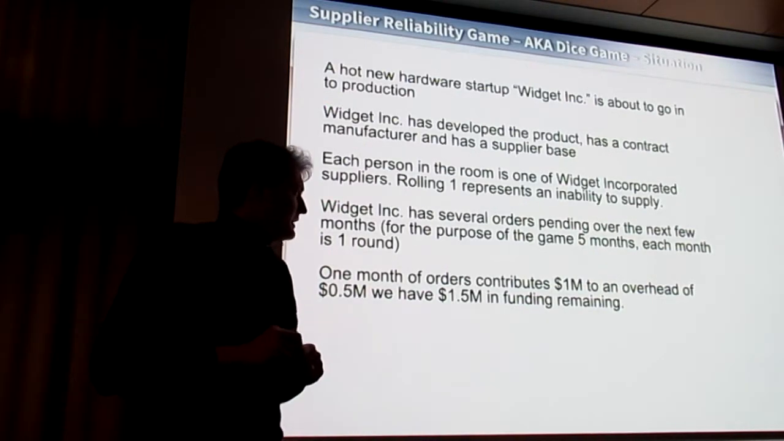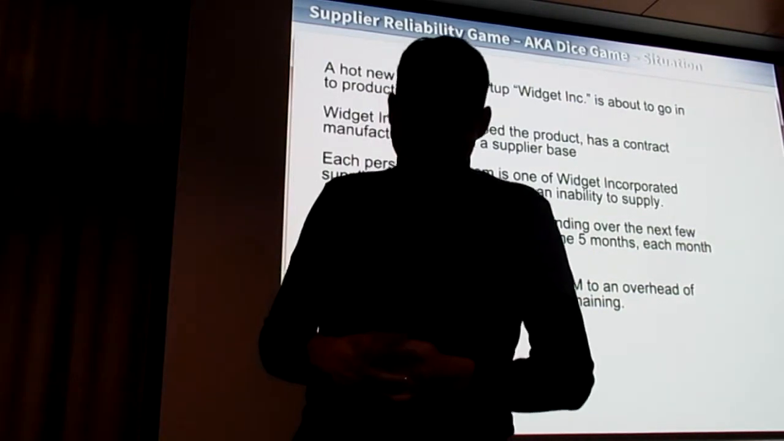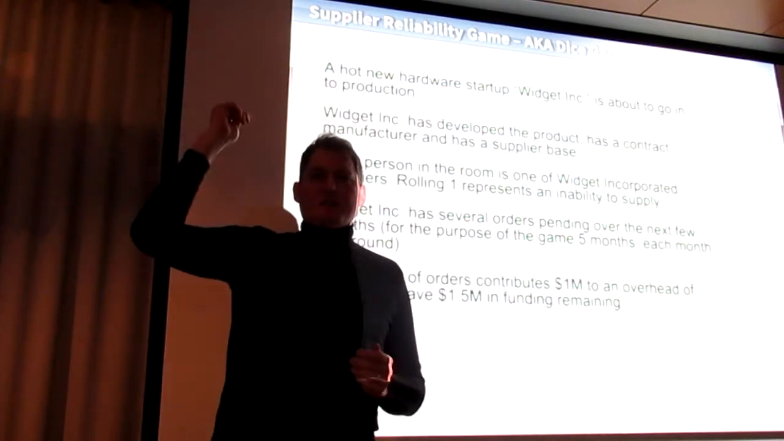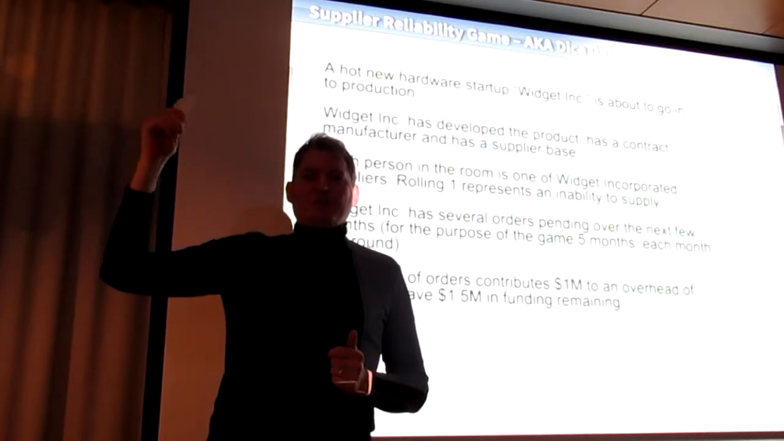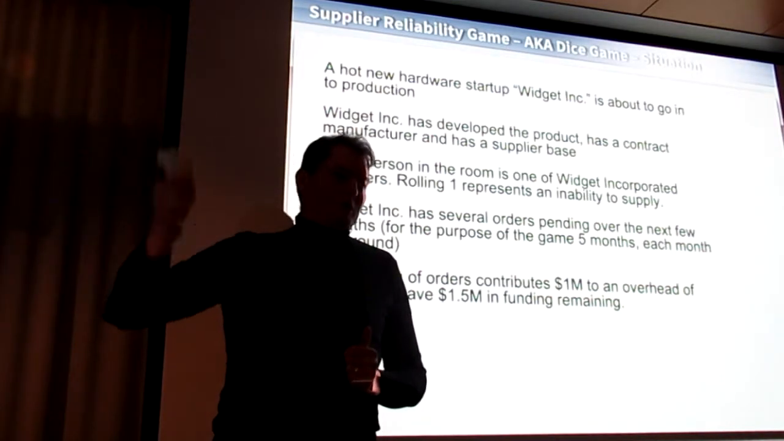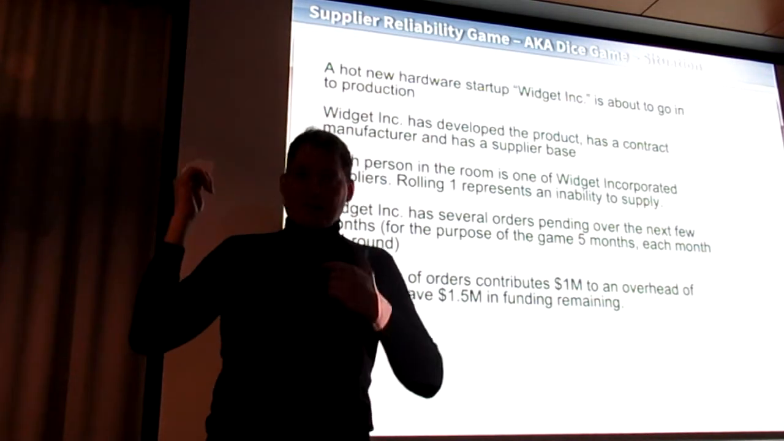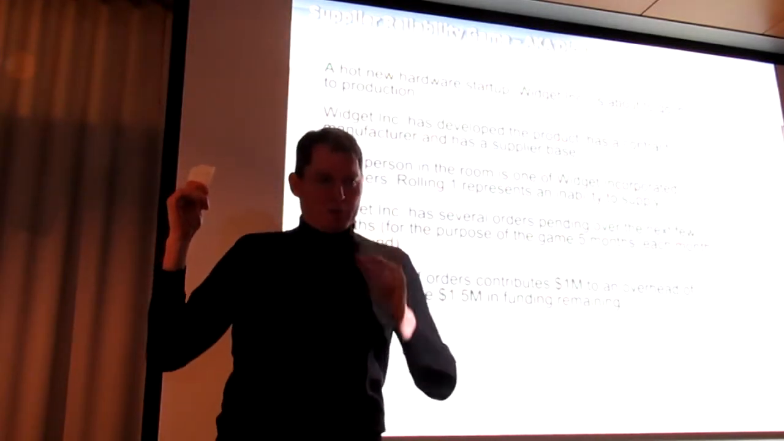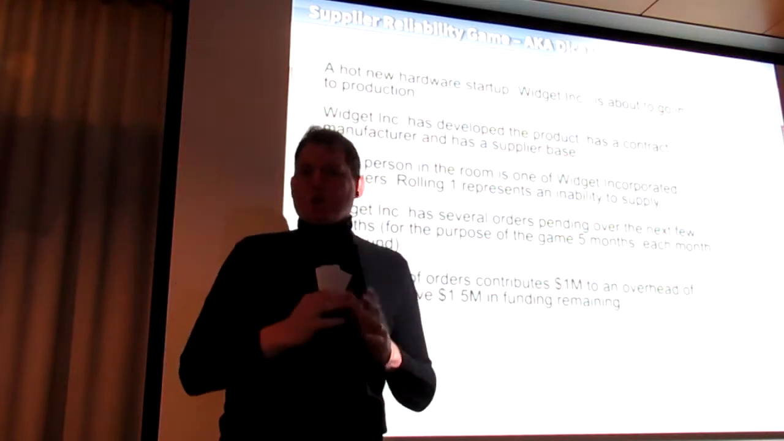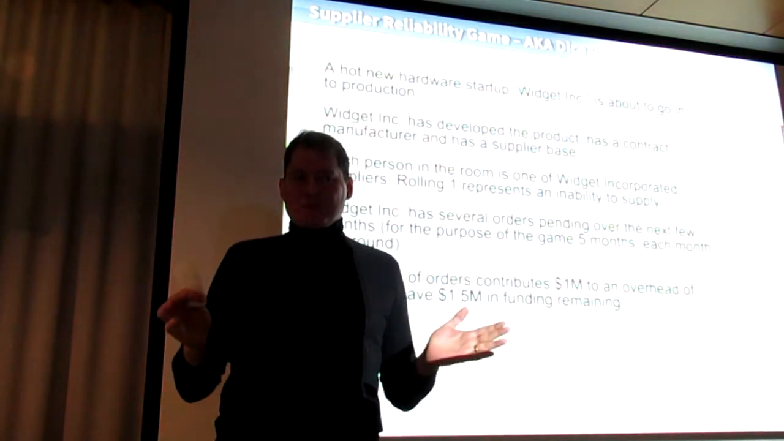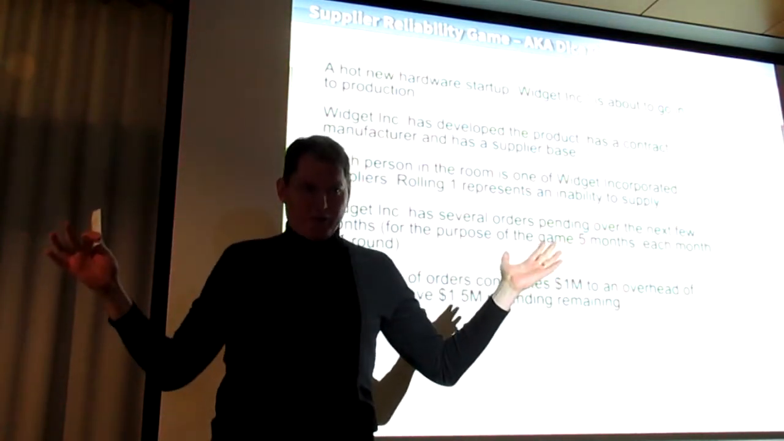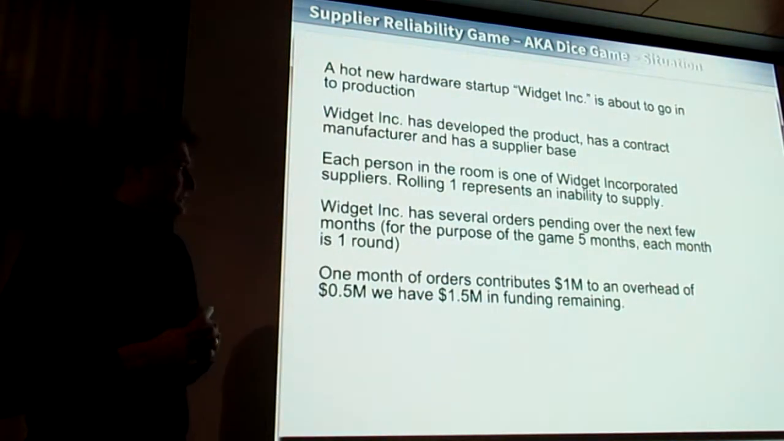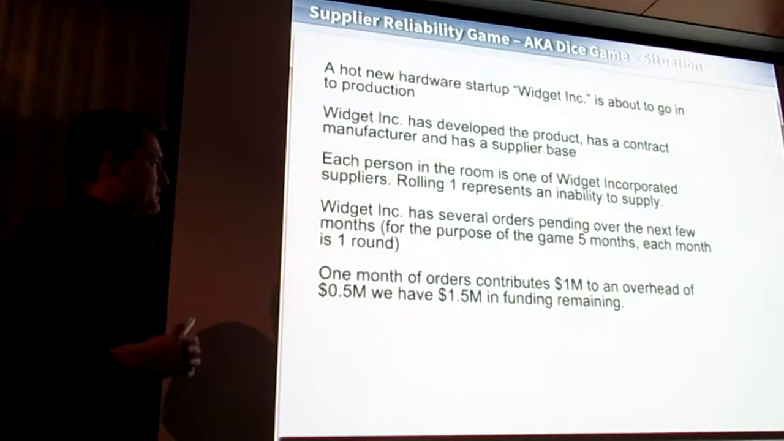Rolling a one represents an inability to supply. And the first person that rolls a 1 gets one of these cards. On each card is a situation that corresponds to a supply chain issue that I have personally dealt with, or somebody I personally know has dealt with. These are not situations from Ubiquity Robotics, these are from all over the place, but they're things I had to deal with when I was a supply chain professional.